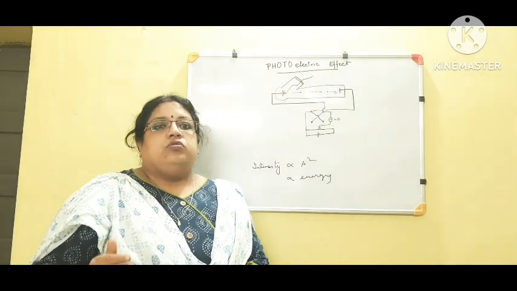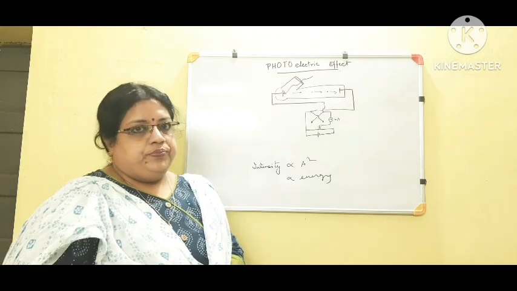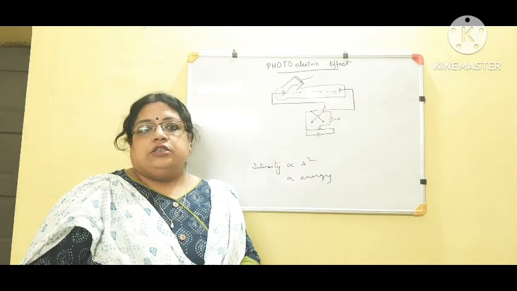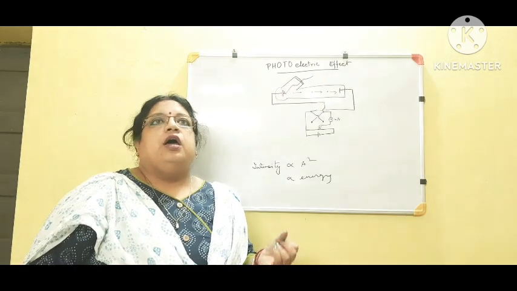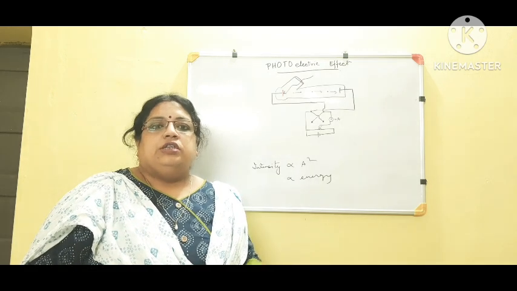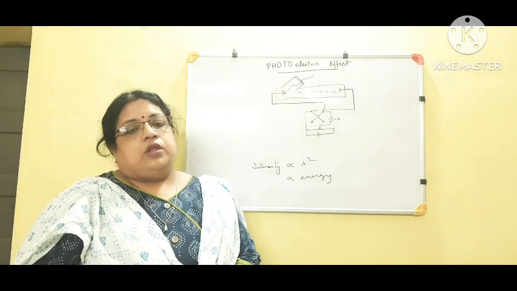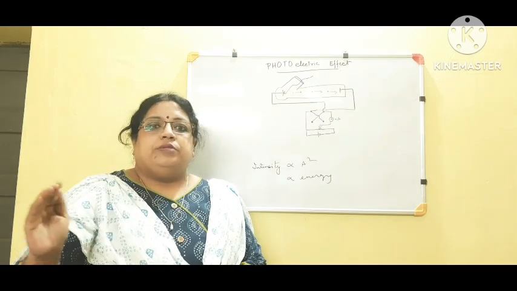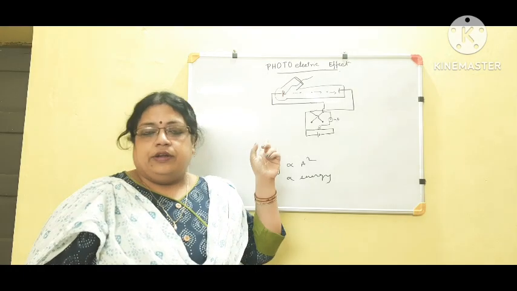Then it is concluded that electromagnetic waves show dual nature. There is a lot of proof of wave nature: diffraction, interference, polarization are all wave nature of electromagnetic waves. Light is one of the electromagnetic waves. It describes all these phenomena, but the wave nature of light cannot describe the photoelectric effect.